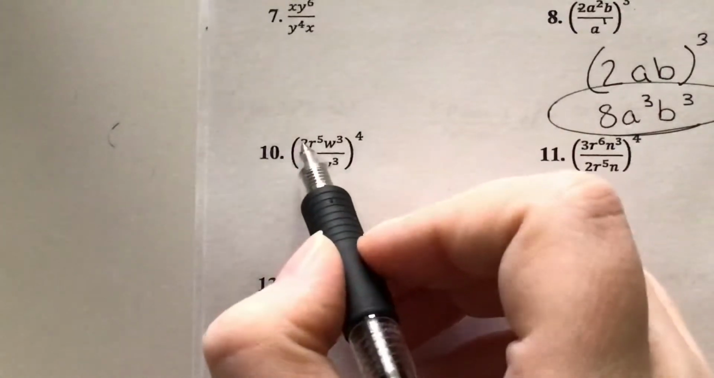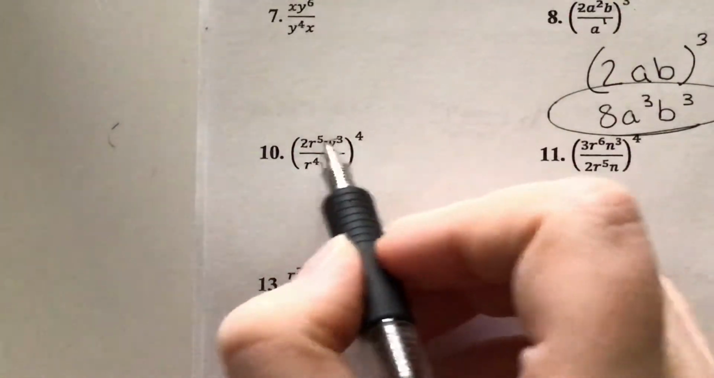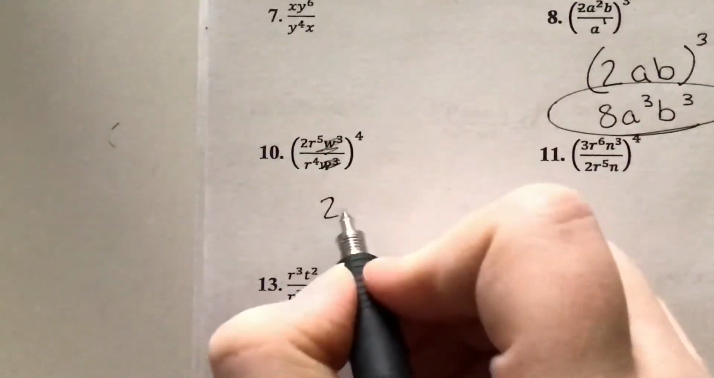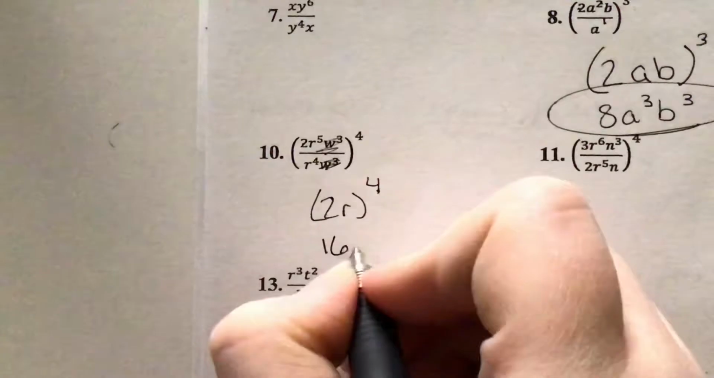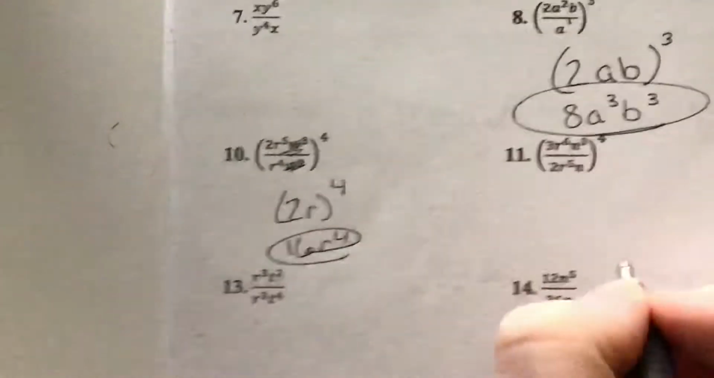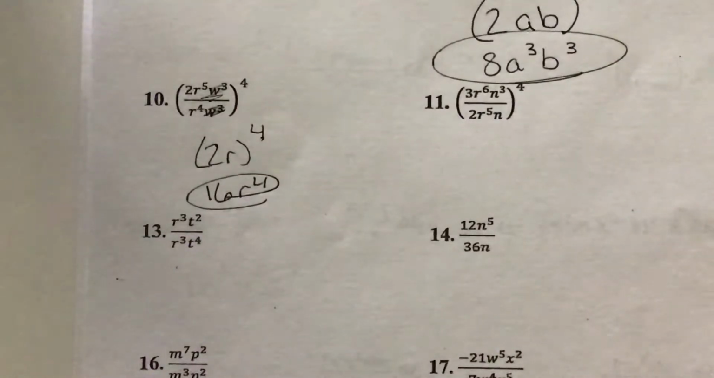The rest of these are the same thing. I would reduce inside here. So 2R, no more W. So 2R to the 4th power. 2 to the 4th power is 16, R to the 4th. Okay, so I think you can handle the rest of these.